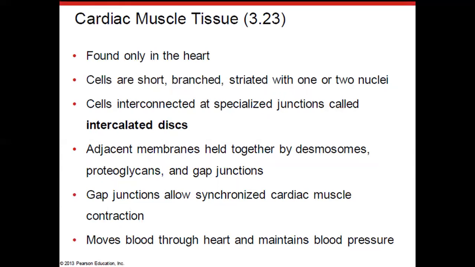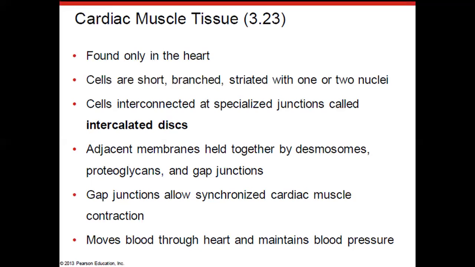Cardiac muscle is only found in the heart. So it's super special, super important. The cells are short, not really long like skeletal muscle, and they branch. Unlike skeletal muscle, which is long, not short, and not branched. But there are striations in both cardiac muscle and skeletal muscle. So the difference here is that cardiac muscle cells are short and branched. Skeletal muscle cells are long and unbranched. Both of them have striations, and cardiac muscle should only have one nucleus. Sometimes there's two, so not that many.